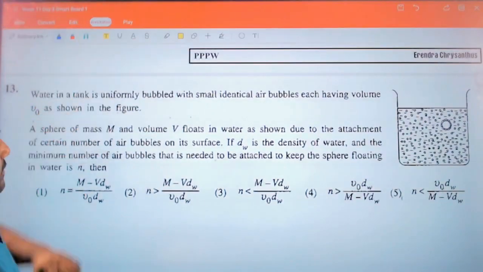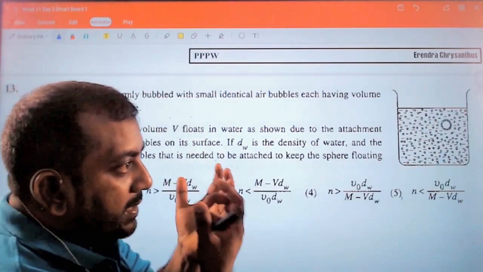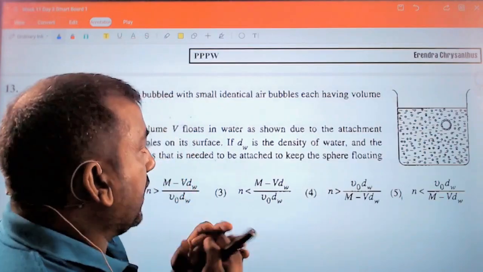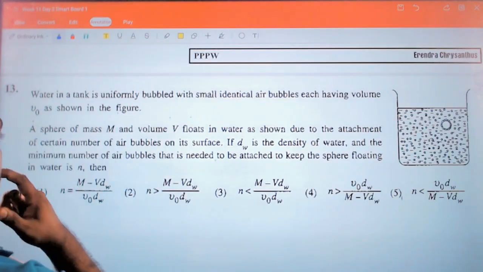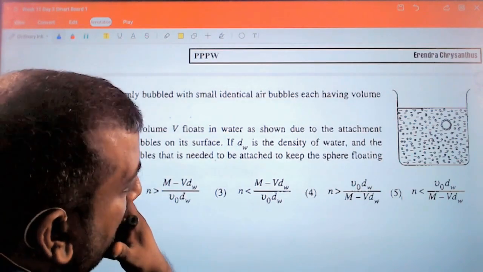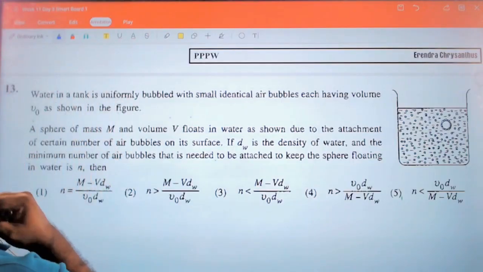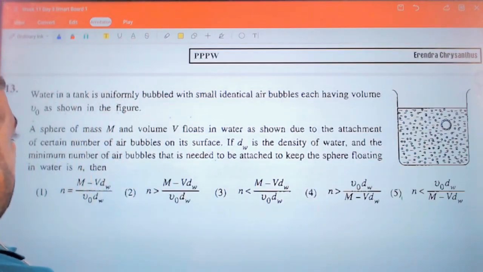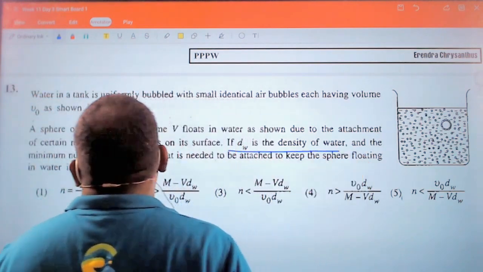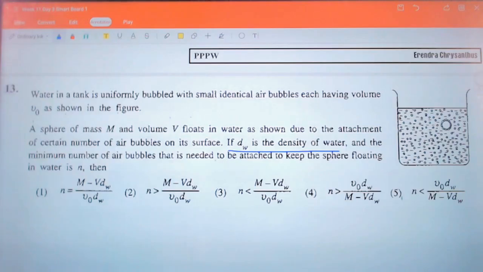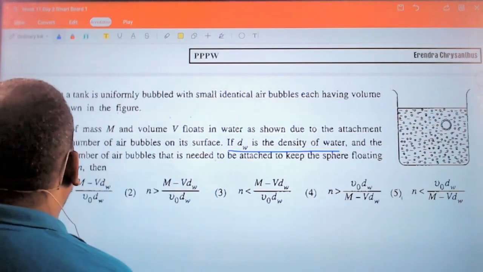Question number 13. Read the question carefully. Water in a tank is uniformly bubbled. Now, the density of the mixture with bubbles is different from water, with each bubble of volume V0 as shown. A sphere of mass m and volume V floats in water as shown in the attachment, with a certain number of air bubbles on its surface. If dW is the density of water, the minimum number of air bubbles to be attached to the sphere to keep it floating is.